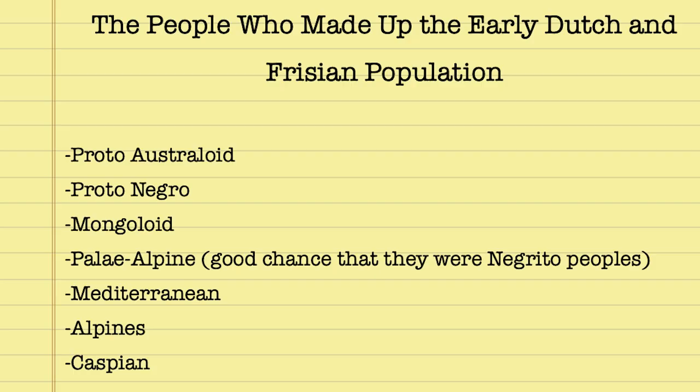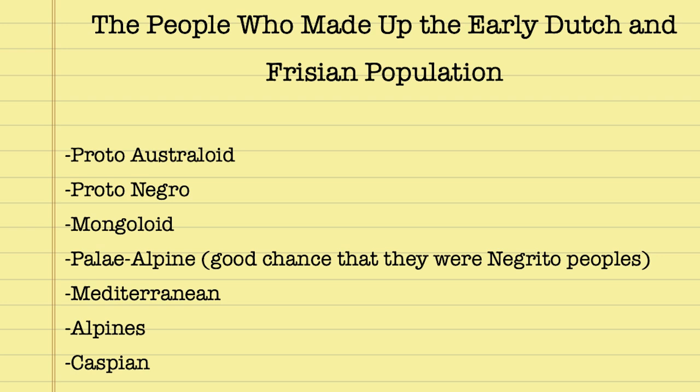Let's bring up that notebook on the people who made up the early Dutch and Frisian population. As you can see, we already covered proto-australoid people, proto-negroid people or Negro people, Mongoloid, Palealpines, Mediterranean type people, Alpine people.